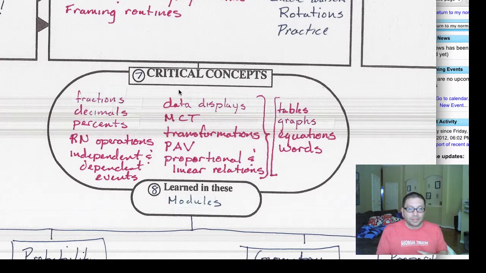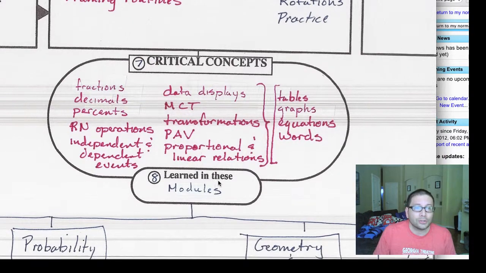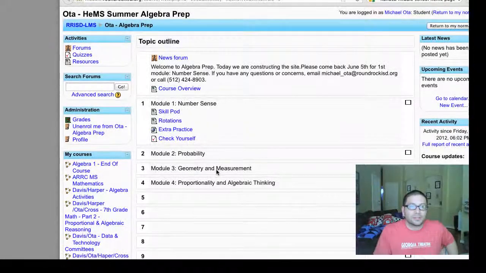Those include fractions, decimals, and percents, real number operations, independent and dependent events, and probability. We want to know how to do data displays, the measures of central tendency, that's mean, median, mode, and variability, something you probably don't know a lot about. We'll look at transformations, that's reflections, rotations, slides on the graph. We have perimeter, area, and volume, and proportional linear relationships, and all of these tie into being able to display data and understand that data in tables, graphs, equations, and words. And that is the key to our modules. So again, number sense, probability, geometry and measurement, proportionality, and algebraic thinking.